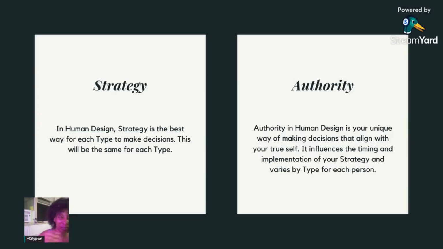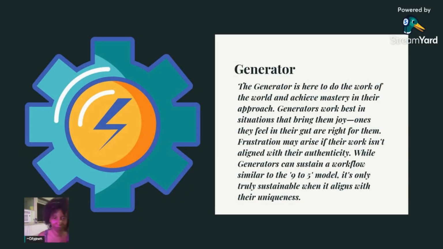So just to be clear, every generator type has the same strategy, but not every person who's a generator is going to have the same authority. Every manifestor type has the same strategy, but not every manifestor is going to have the same authority. Okay, very unique. Let's get into the types.